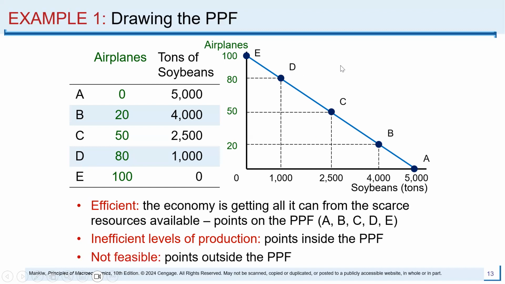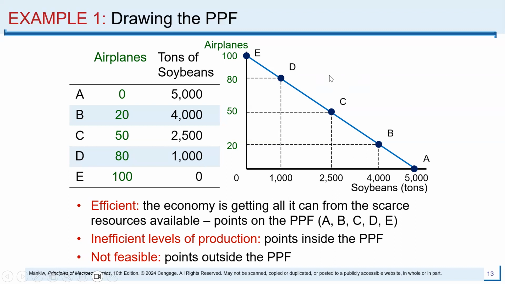All right. Lastly, we also have the points that are outside of the PPF. We call those unattainable points, or points that are not feasible. Why? Let's consider this. If there's a point that is outside of the points D and C, so it is outside of the PPF.